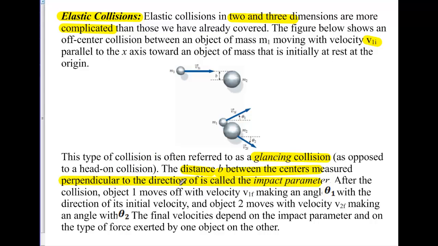After the collision, object 1 moves off with a velocity of v1 final, making an angle of theta 1 with the direction of the initial velocity, and object 2 moves with a velocity of v2 final, making an angle of theta 2. The final velocities depend on the impact parameter and on the type of force exerted by one object on the other.